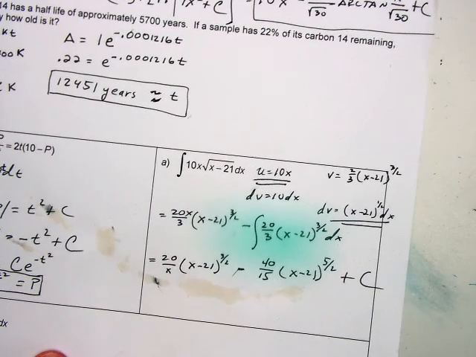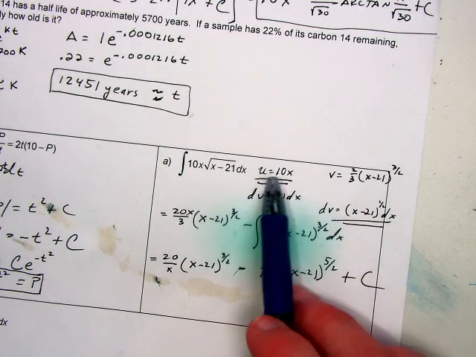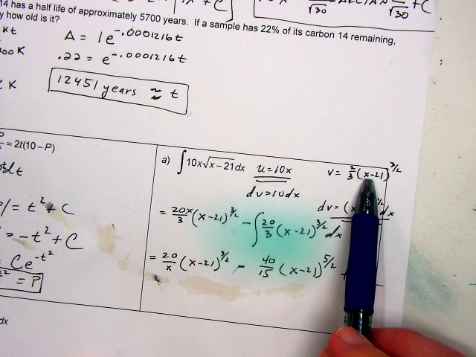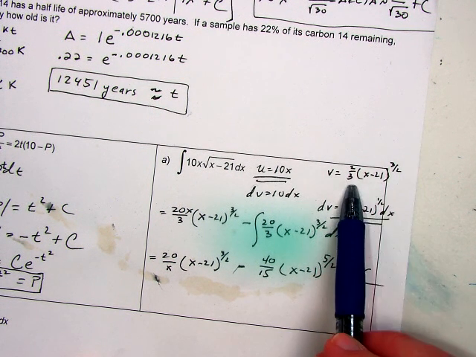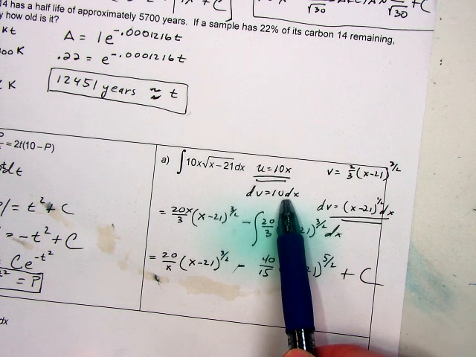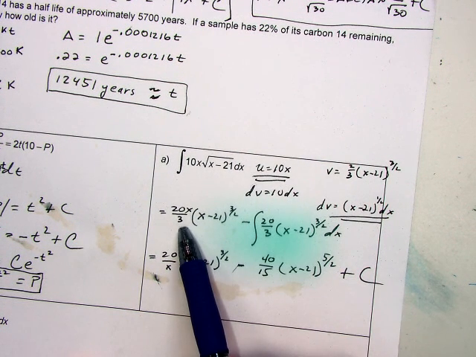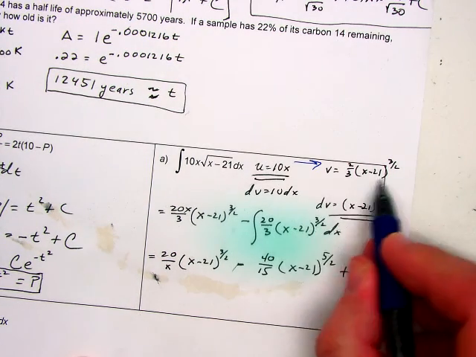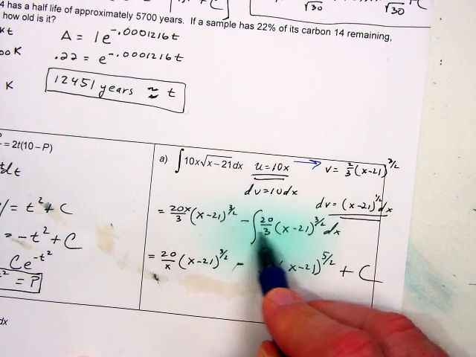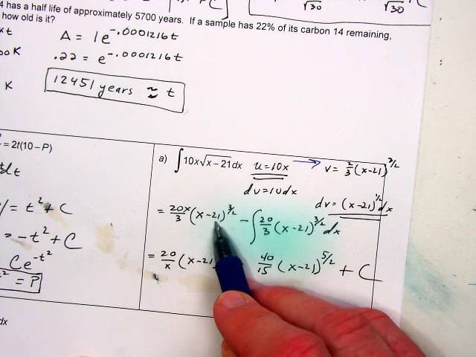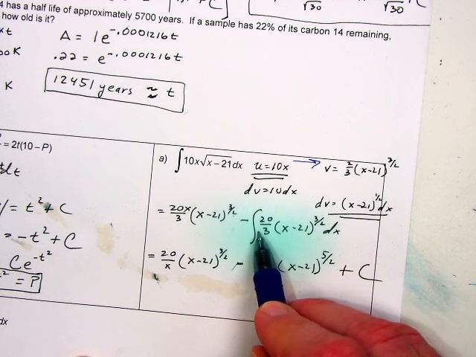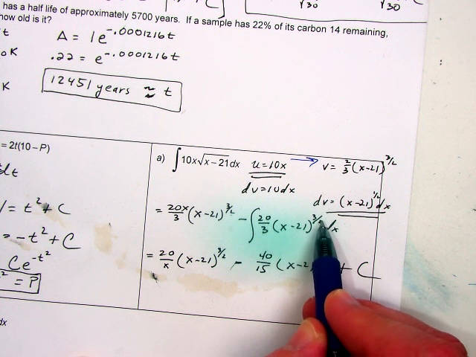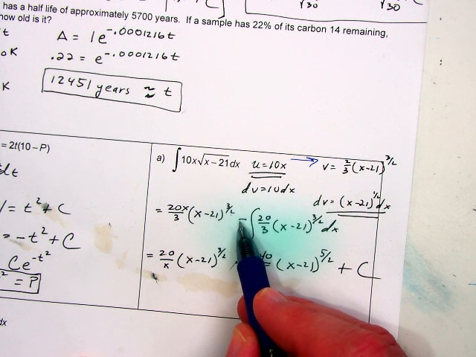Okay, for this one we're going to use parts. U is 10x, dV is x minus 21 to the 1/2 power. I integrate this, so it's 3/2 and 2/3. Here it's 10, so I get 20/3 x. Sorry, UV is 20/3 x times x minus 21 to the 3/2 power, minus the integral of V dU. The product of these two gives me 20/3 times x minus 21 to the 3/2 power, and I have to integrate that, and that is negative.